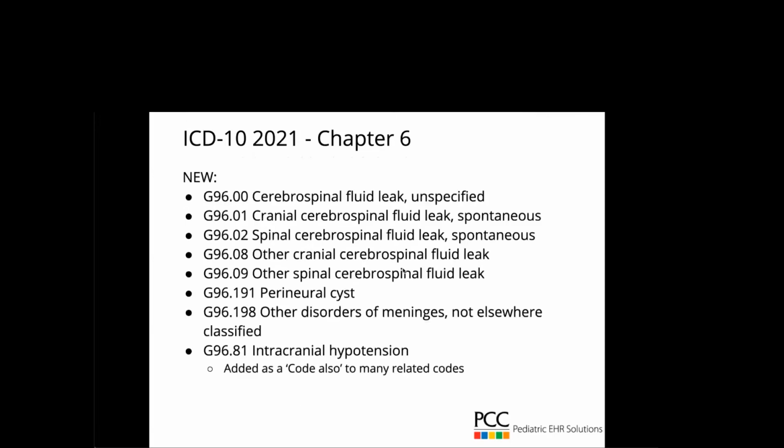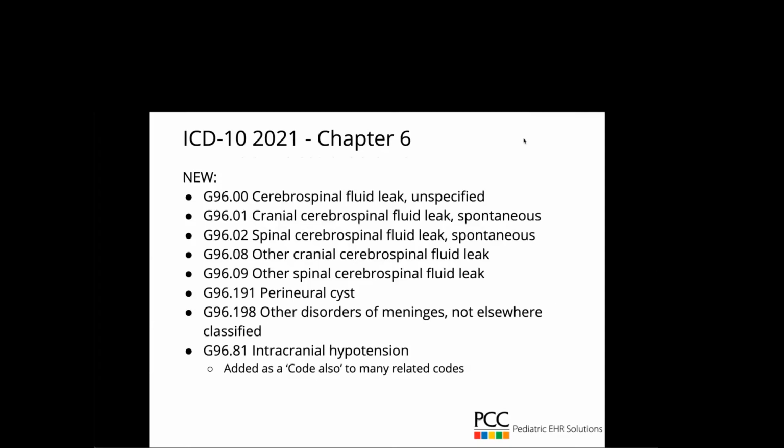Chapter 6 also has a whole new set of CNS fluid leak codes. Because newborns, there are some newborn codes that address this sort of thing for patients with neural tube defects. But for the variety of causes of cerebrospinal fluid leak, you've got now a good variety of codes that can specifically address those. So whether it's spontaneous, whether it's cranial or spinal, whether there of course is the perineural cyst thrown in there in the middle, and then disorders of meninges available.